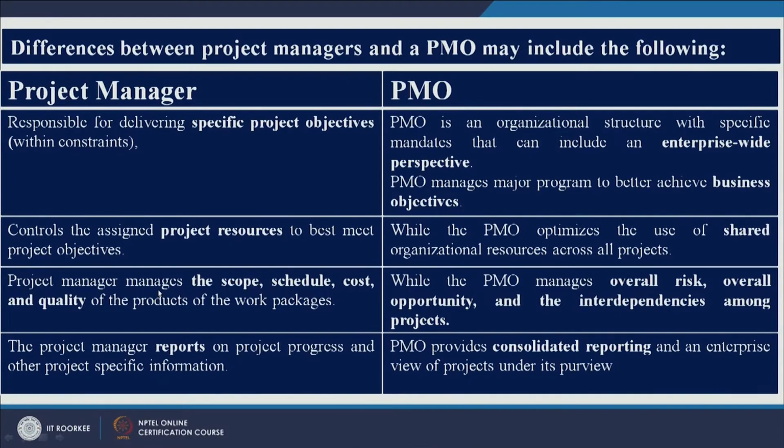Project managers manage the scope, schedule, cost and quality of the project, while people at the PMO manage overall risk, overall opportunity and interdependencies among projects. Then the project manager reports on project progress to the PMO, while the PMO provides consolidated reporting and an enterprise view of projects under its purview to the CEO of the organization. Right, so these are a couple of differences.